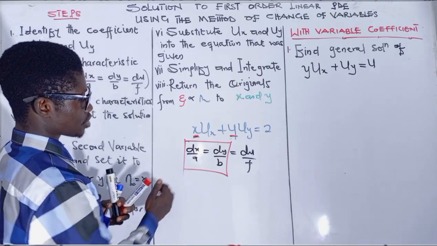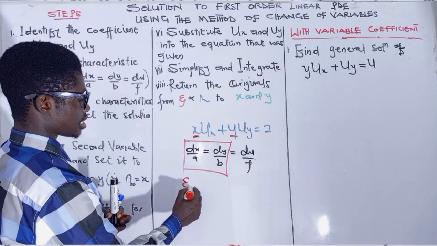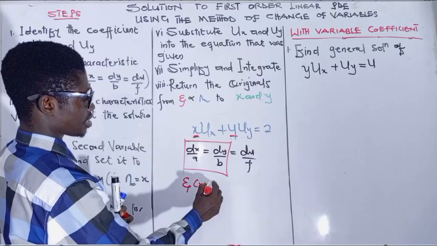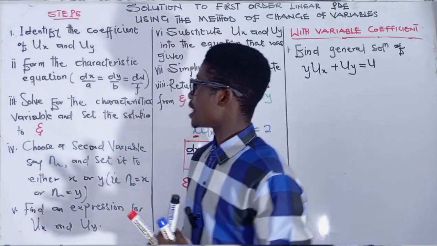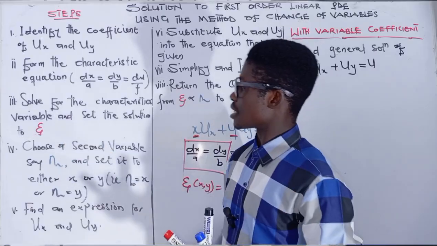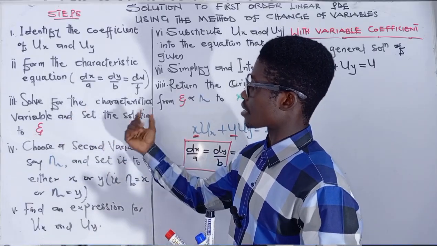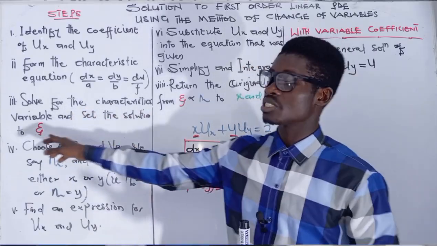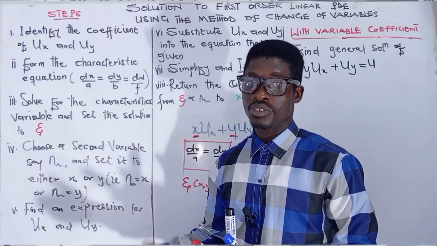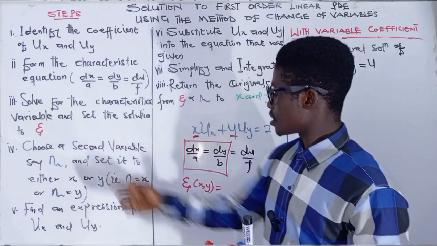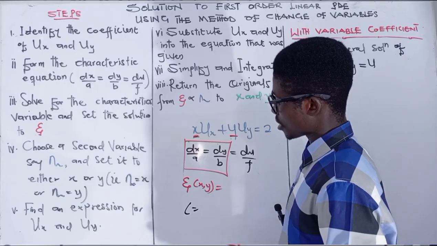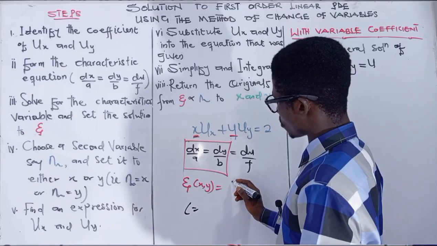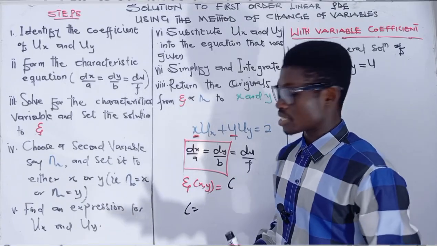And once we find the solution, we set the solution to zaya, which is a function of x and y. Very easy. That is what the third step says: solve for the characteristics variable, and then set the solution to zaya. Because the solution will be equal to a constant, and this constant is equal to zaya, which is a function of x and y.